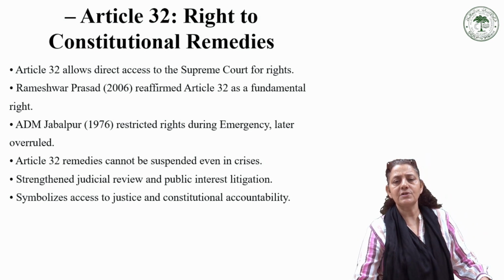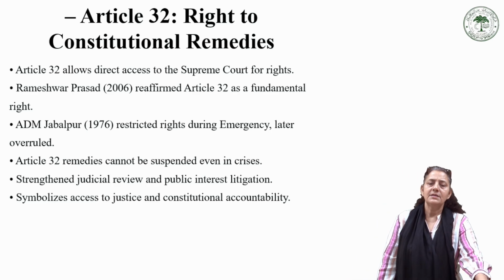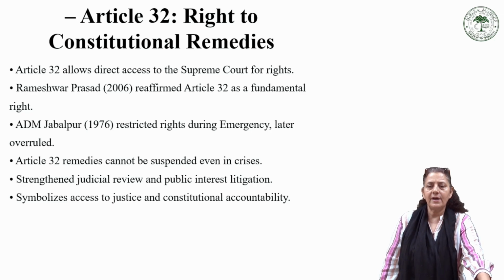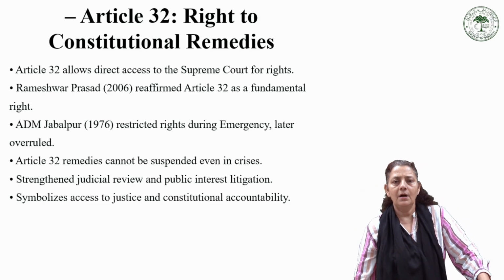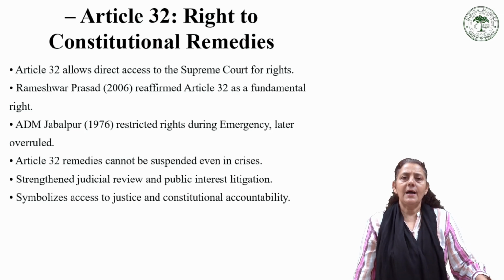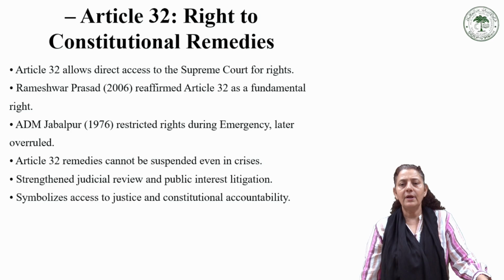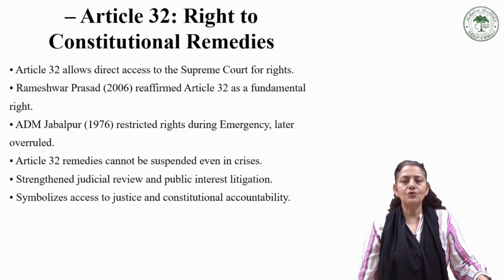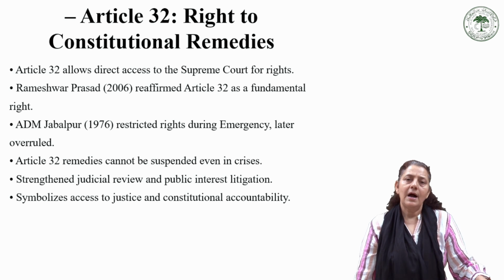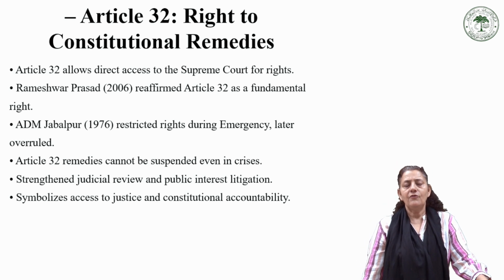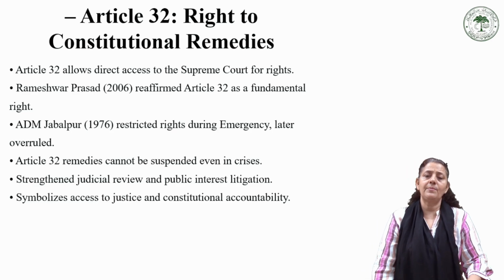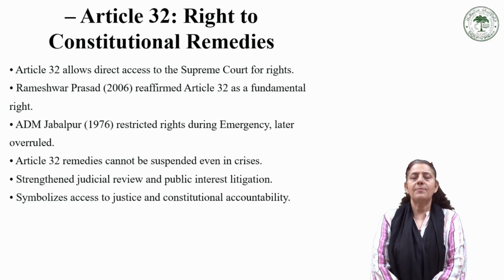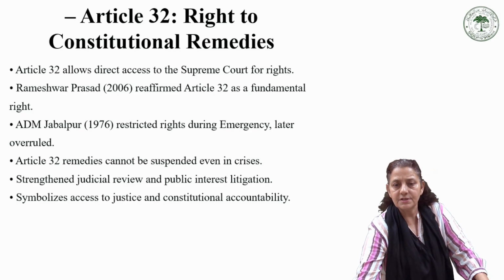However, this decision was later criticized and overruled in subsequent judgments that restored the supremacy of individual liberty. The court clarified that Article 32 remedies cannot be suspended, even in emergencies. This evolution highlighted the judiciary's central role in defending constitutional freedoms. Through judicial review and public interest litigation, Article 32 became a living instrument for justice, ensuring that power remains accountable and fundamental rights remain inviolable. It embodies the democratic spirit of access to justice for all citizens.